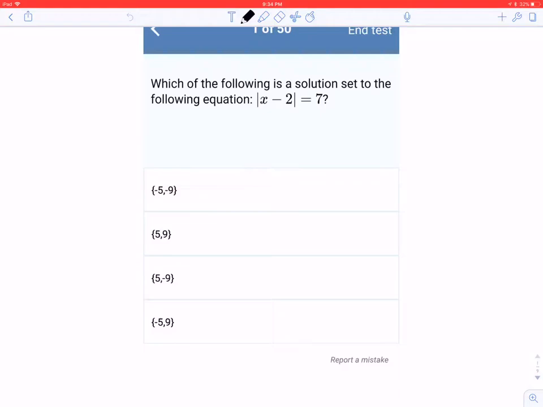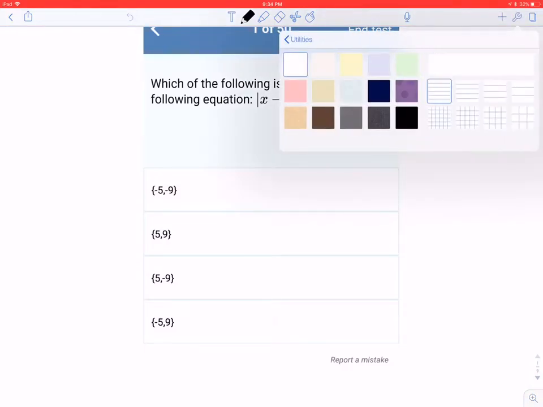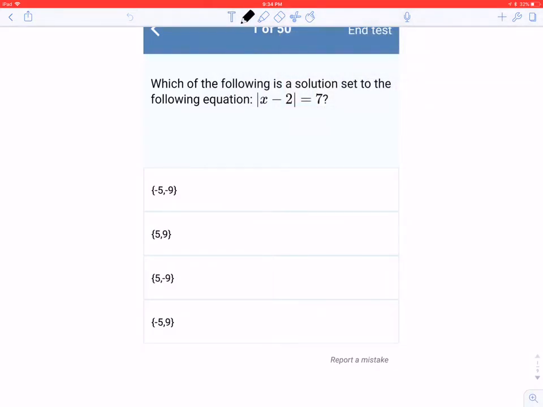So this question comes in, let's see, about absolute value. So let's just take a look at it. It says, which of the following is a solution set to the following equation? So we have, let's start over here. We got the absolute value of x minus 2 equals 7.